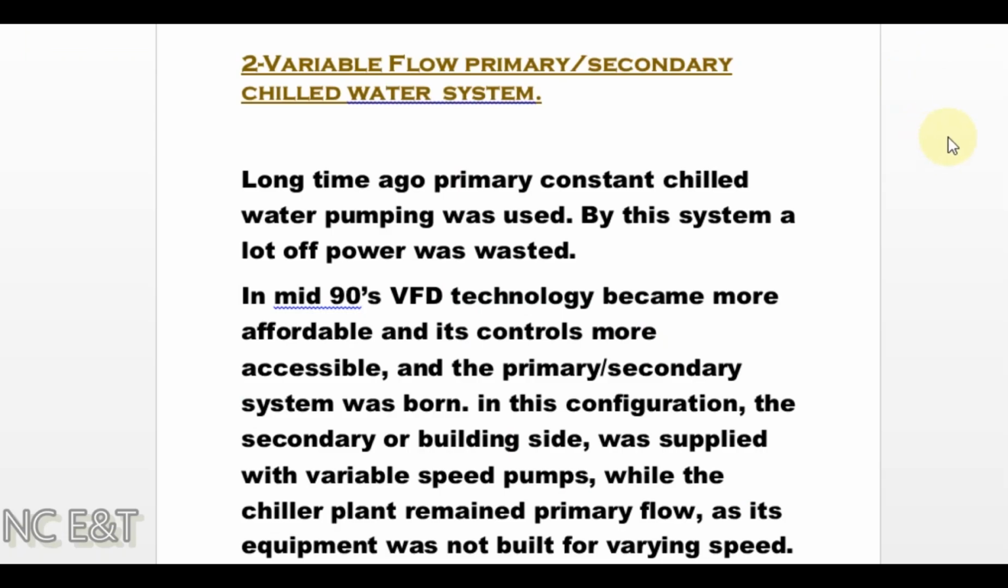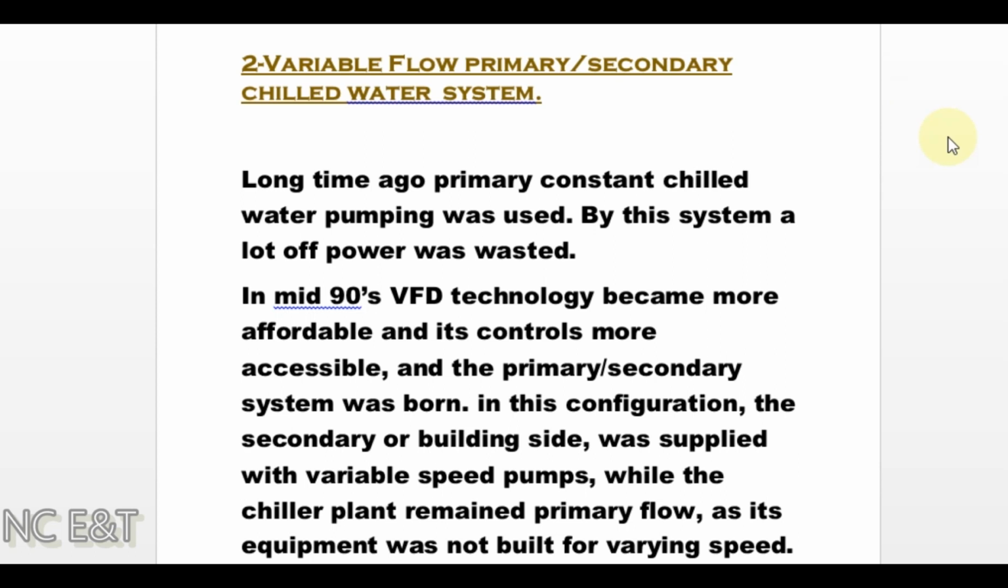Now we'll study the primary and secondary chillwater system. As we know, a long time ago primary constant chillwater pumps were used, and by this method a lot of power was wasted. In the mid-90s, VFD technology became more affordable and its control more accessible. Then the primary secondary chillwater system was born. In this system, the secondary or the building side was supplied with variable speed pumps, while the chiller plant remained primary flow as its equipment was not built for varying speed.